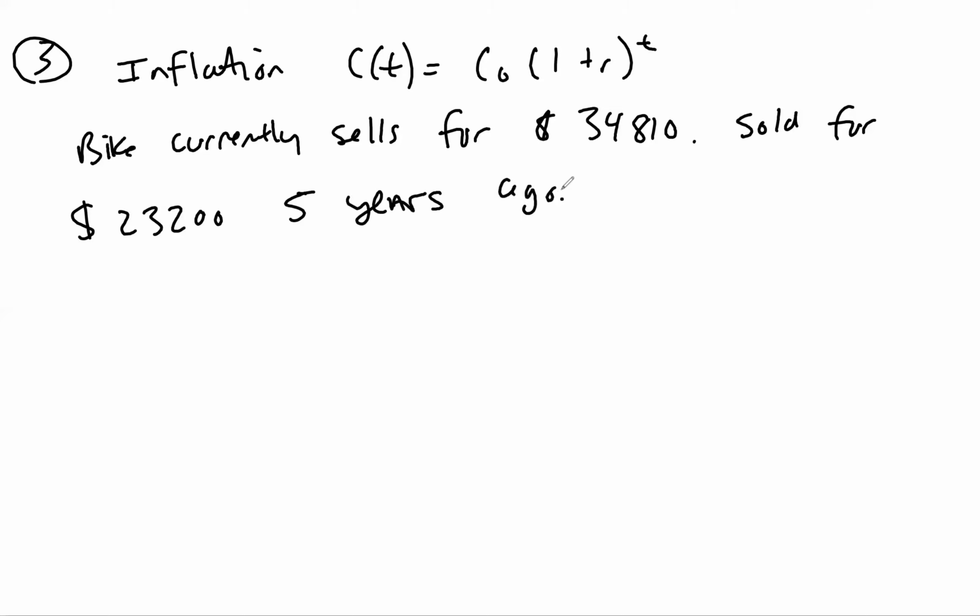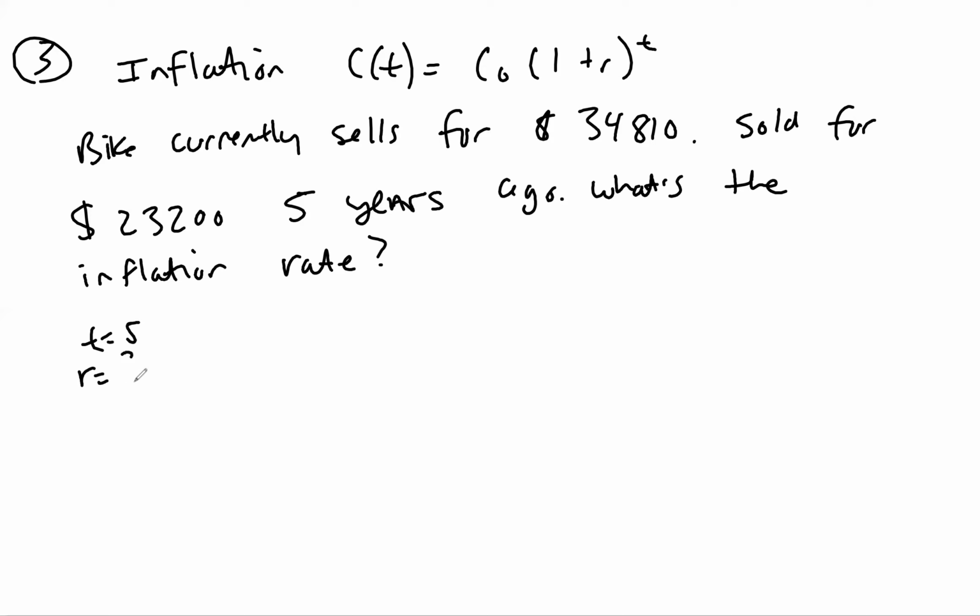And so what we are trying to do, we are trying to find what's the inflation rate. That's what we're trying to figure out. How much is the inflation rate rather? All right, let's list what we know. We know T is 5, takes 5 years. R is what we're trying to find, so we'll put a question mark. We know that the bike currently costs $34,810, and we know that its initial price, C sub 0, is $23,200. And so now all I'm going to do is take the values that I'm given, plug them into the function, and solve for the rate, which is what I don't know.